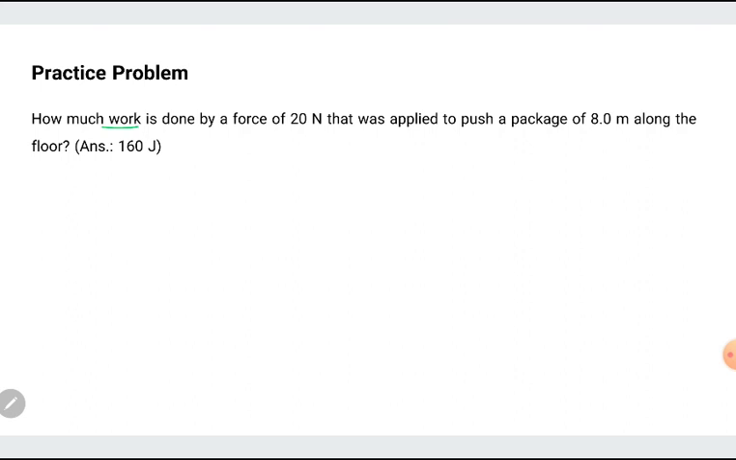How much work is done by a force of 20 newtons that was applied to push a package 80 meters along the floor? So we are given 20 newtons. Of course, that is our force applied on the package. The package was displaced 80 meters along the floor. So using our formula for work, work is equivalent to force times the change in position or the displacement.